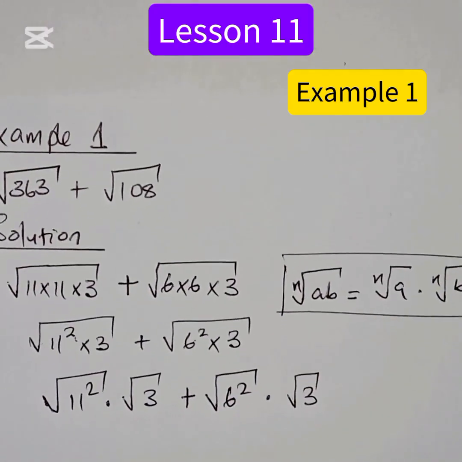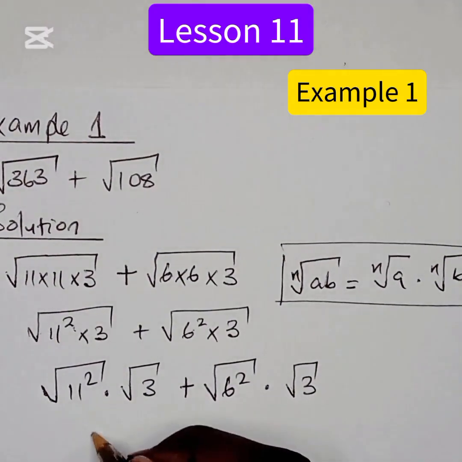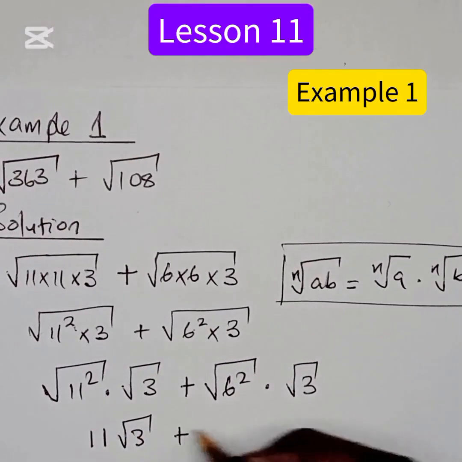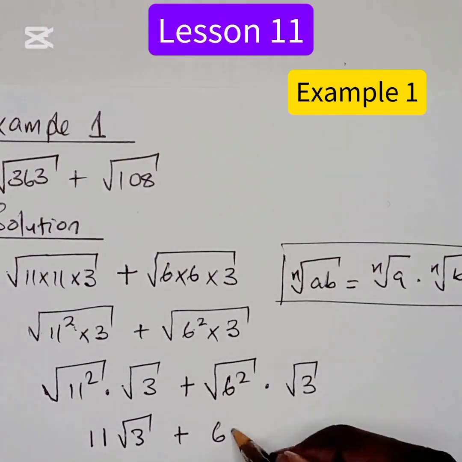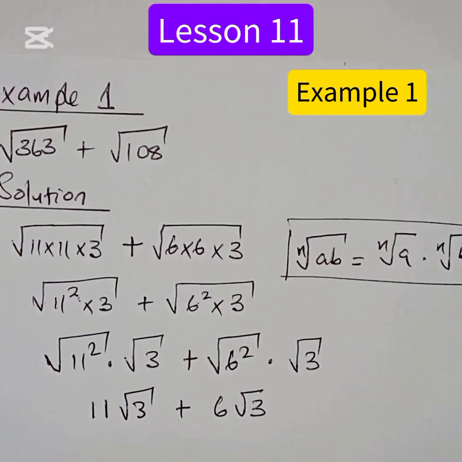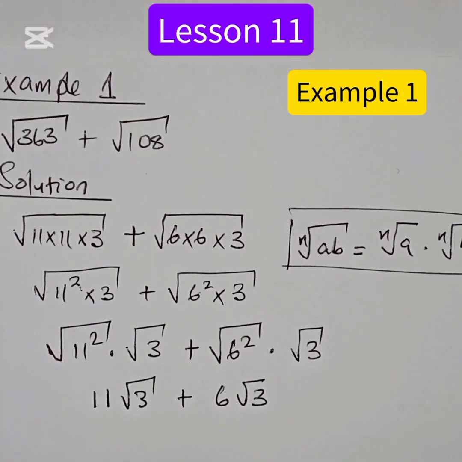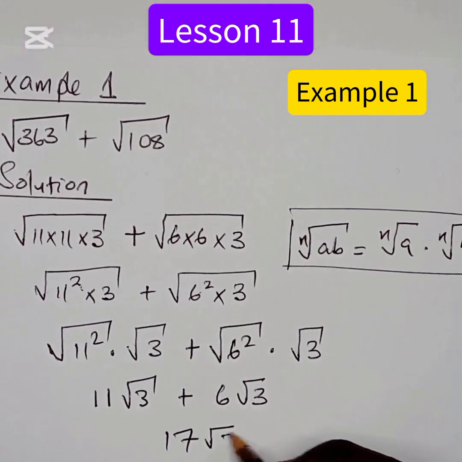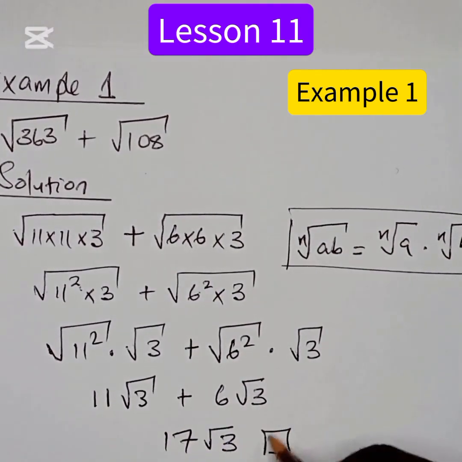Now you know the root of 11 squared is just going to give us 11. So we have 11 root 3 plus 6 root 3. And when you add, these are like surds. They all have root 3, so they can be added up. So you're going to have 17 root 3 as the final answer.